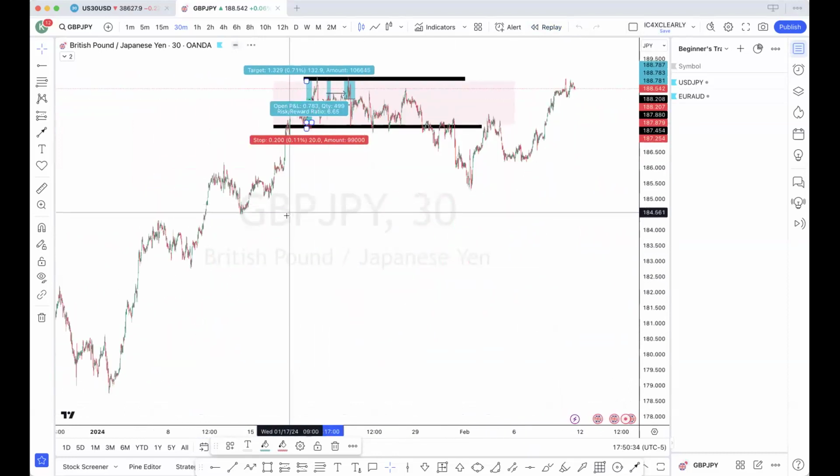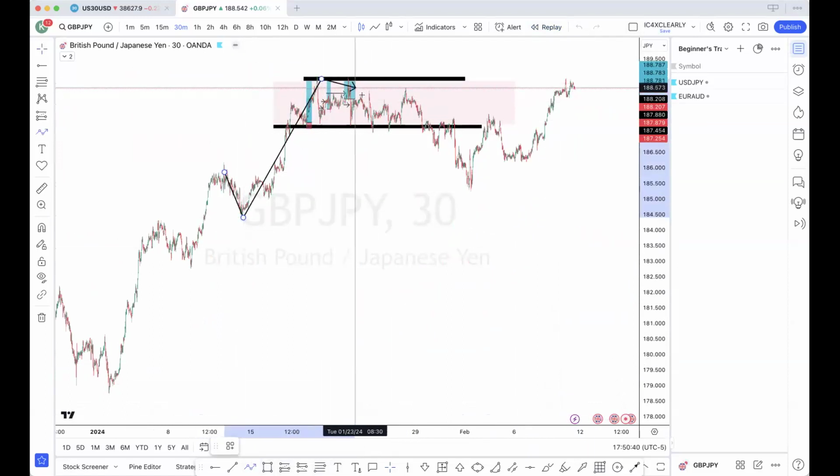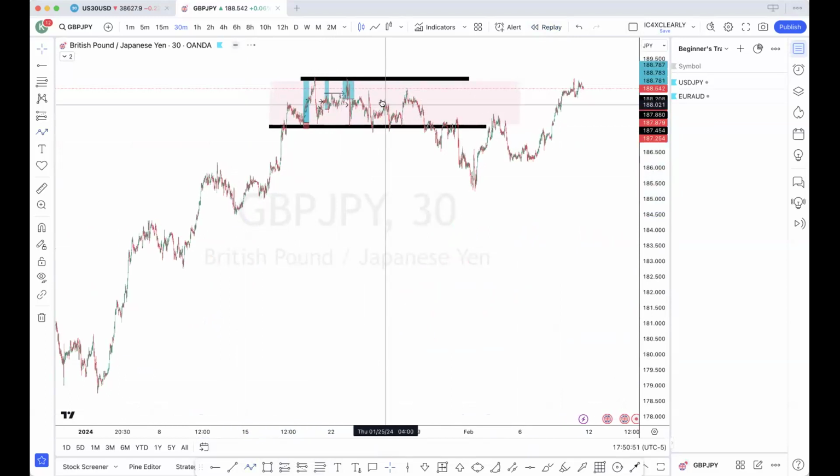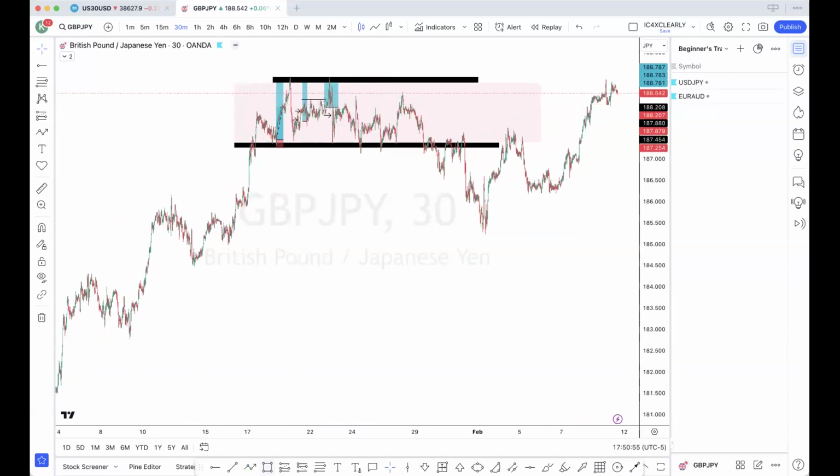And again, from the bigger picture, this was my last swing. So I'm waiting for price to come back to it, and if you don't use the fib, which I do all the time, I don't usually use the fib primarily. I'm trading based off of market structure and price action. So this was the swing.